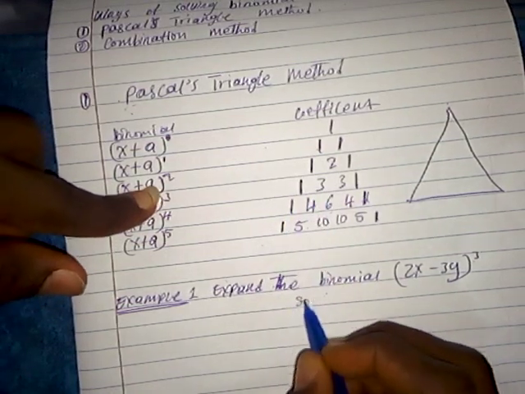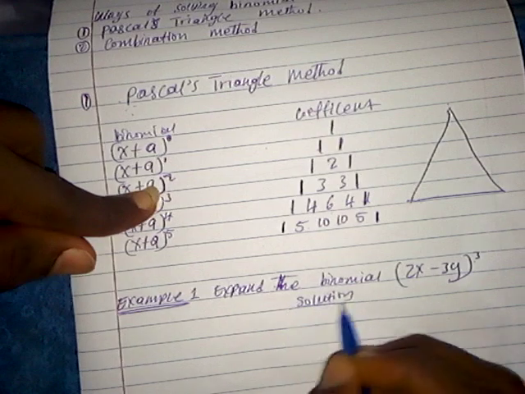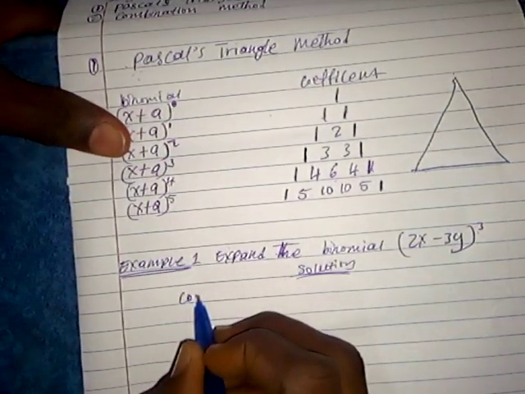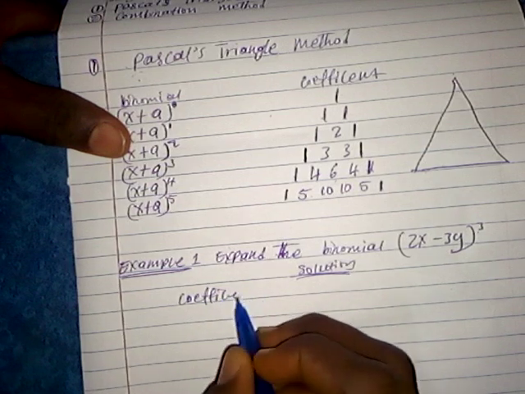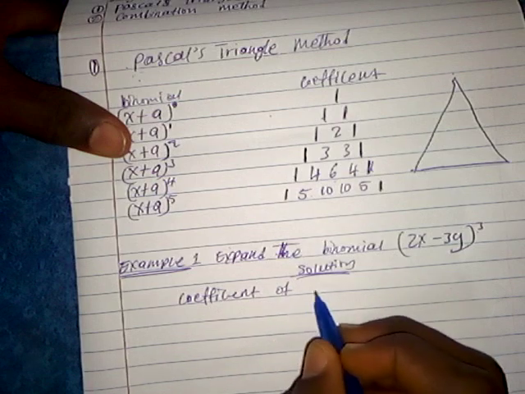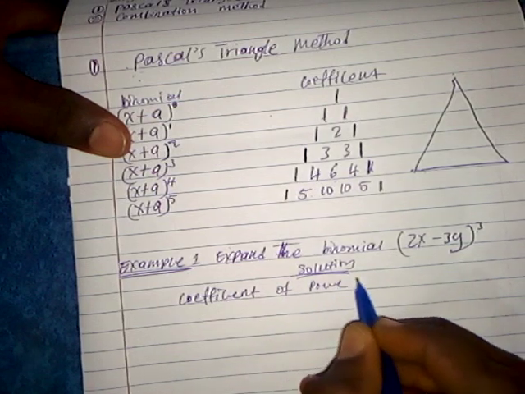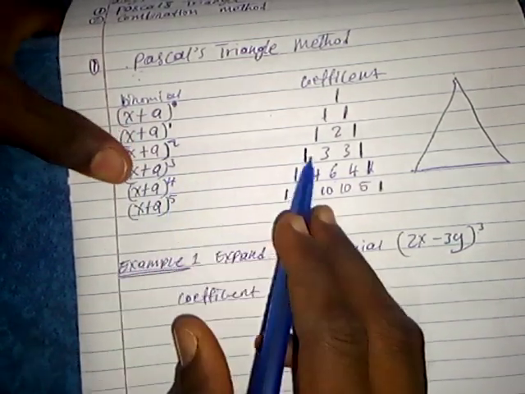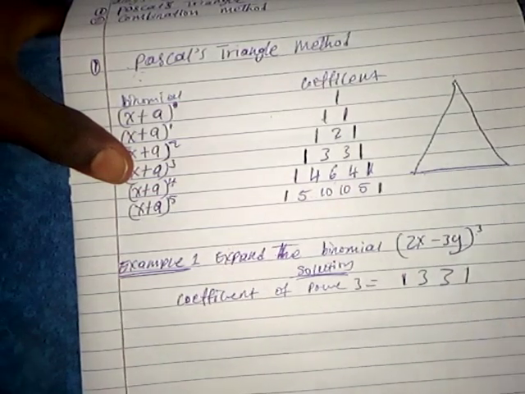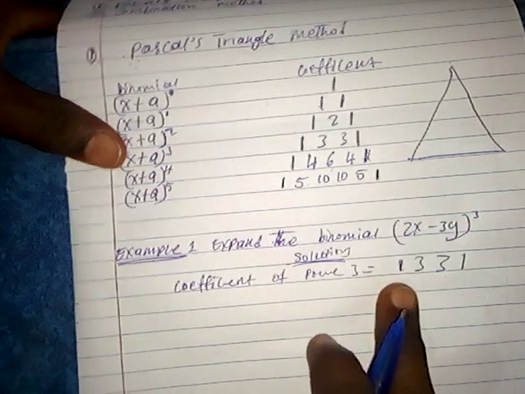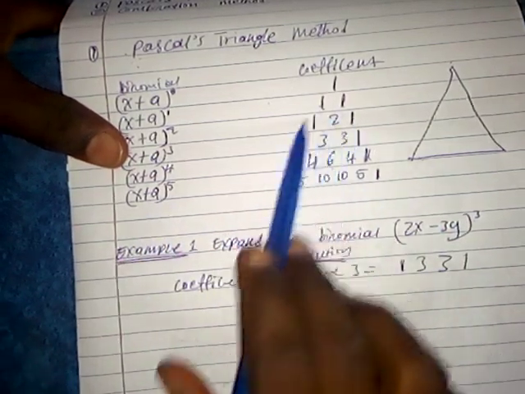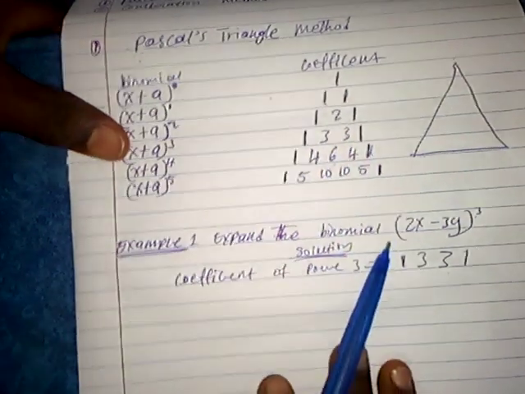We say solution. That's why it's very important to know the coefficients. Now we say coefficients. Coefficients of what? Power 3 is what? What are they? 1, 3, 3, 1. Do you see them? Take note of these coefficients of power 3. Always find the coefficients of the power first. That's why you must know how to derive these coefficients, right?